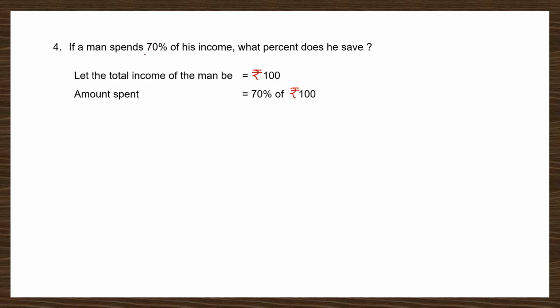Now 70%, it's already given in the question. So that's how we got this here. Now let's see how much he spent. 70% of 100 rupees means 70 by 100 into 100 because we're finding the percent. Now let's cancel what we can. So I'll cancel the two zeros there and the two zeros here. So now 70 into 1 is 70. So the amount spent by the man is 70 rupees. Now how much is the amount he saved?